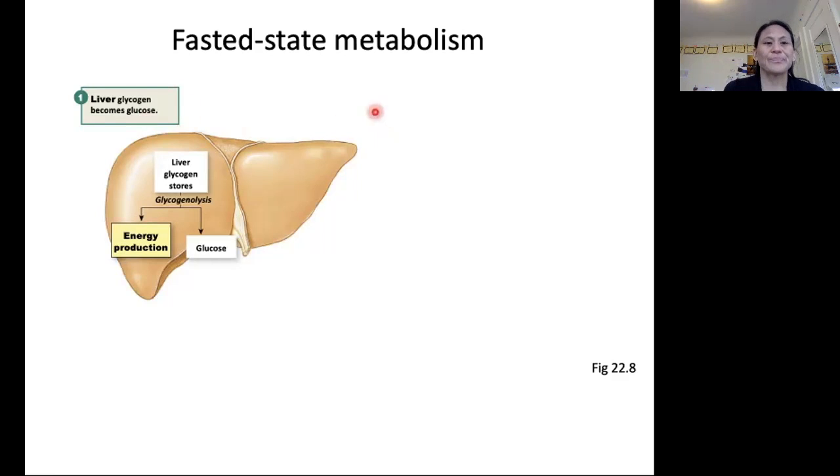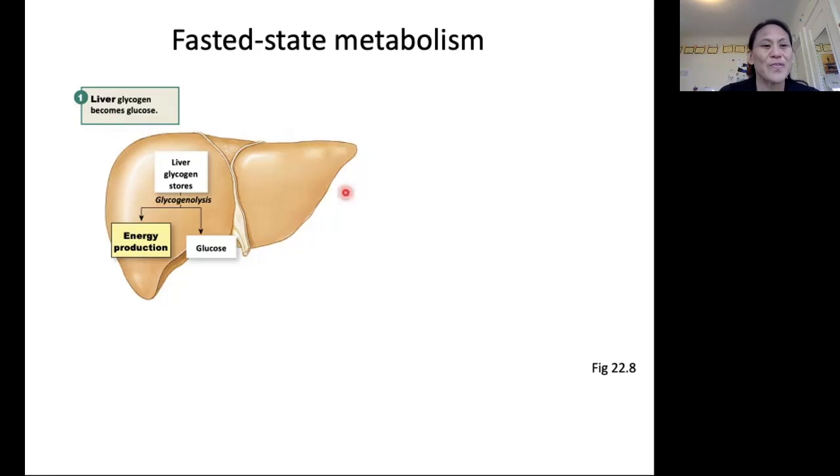Okay, another thing I want to say, this is quite a busy figure. Don't worry about the details. Really, what I want you to know is where the locations in the body are where we store our storage molecules, what those storage molecules are, and that's pretty much it. So when we are running out of energy in our bodies, where do we go to tap into our energy stores, and what form do those energy stores take?